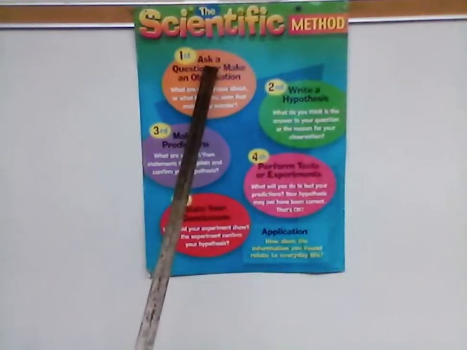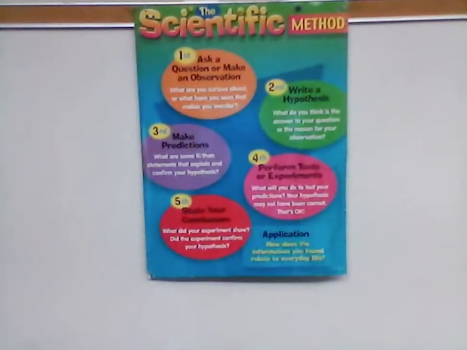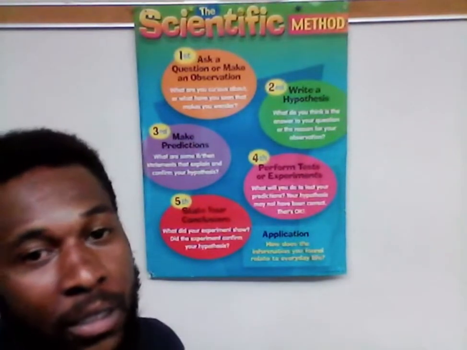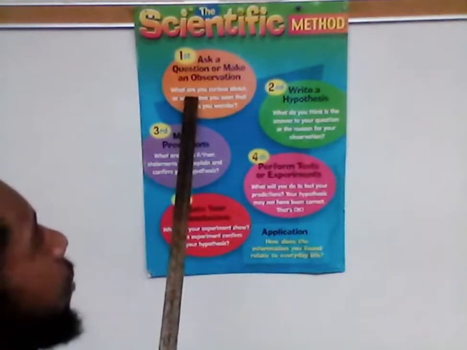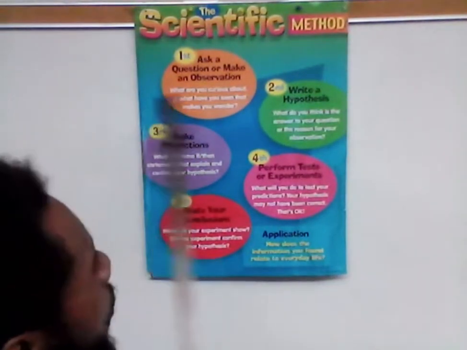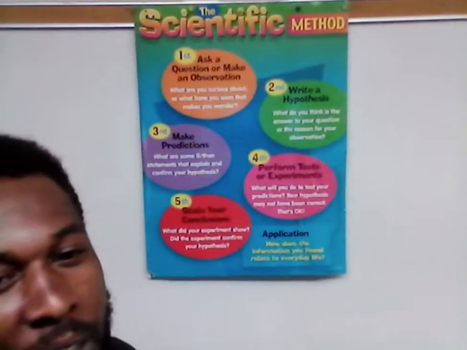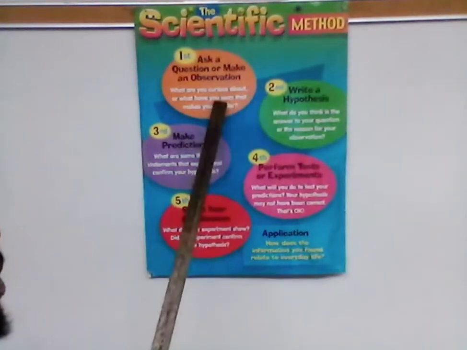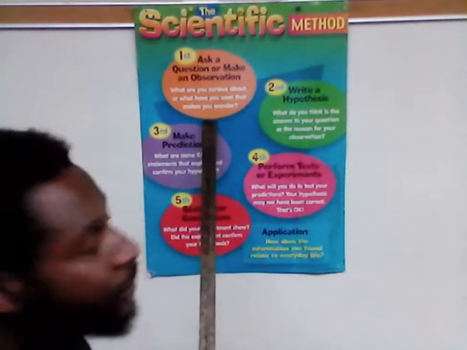So the first step is to ask a question or make an observation. That is where the majority of the scientific methods will differ in this first step here. So when you ask a question or make an observation, you're thinking in your mind, what are you curious about? What have you seen that makes you wonder? So that's the idea of step one. The idea of step one is what is in your mind and why.